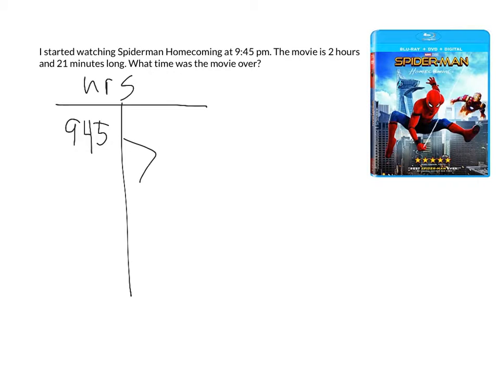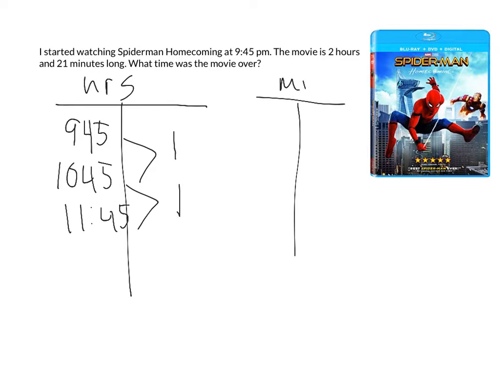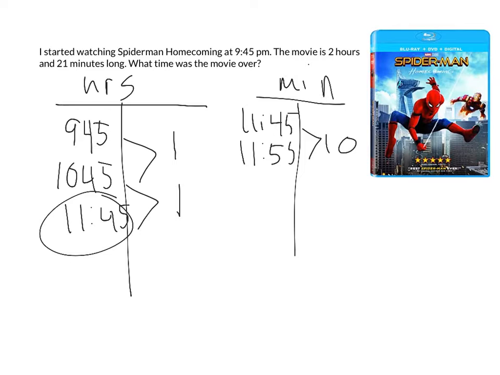If I jump one of my hours, that now puts me at 10:45. When I jump my second hour, that puts me at 11:45. Now I need to jump my minutes. So just like the other one, I bring up my last value, 11:45, and 21. That can split into tens pretty well. So I'll do a 10-minute jump, which will put me at 11:55.